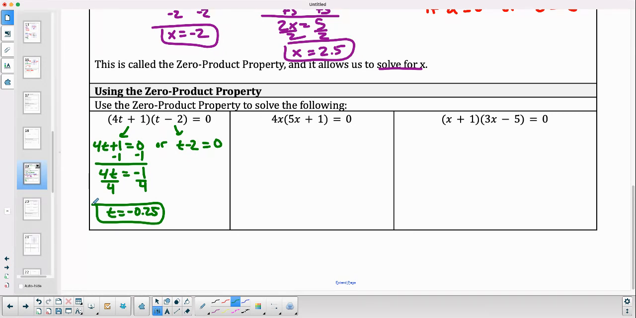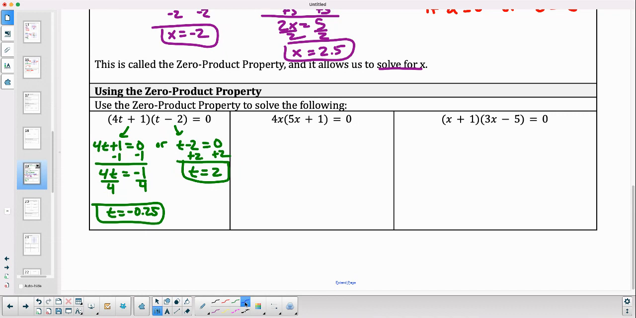The other solution is if t minus 2 equals 0. All we need to do to solve that one is add 2 to both sides, and that would give us an answer of t equals +2. All right, and then we can keep going. They don't change a lot from there.